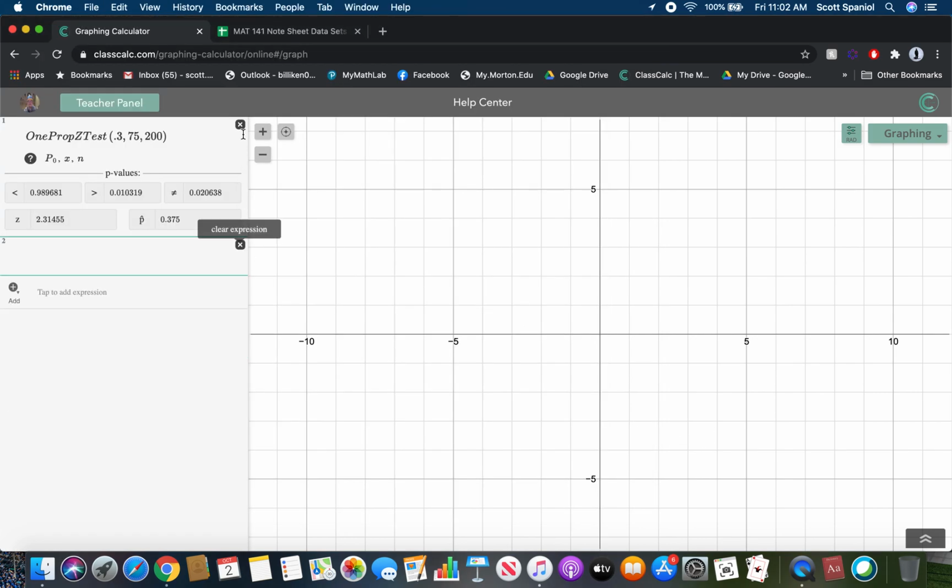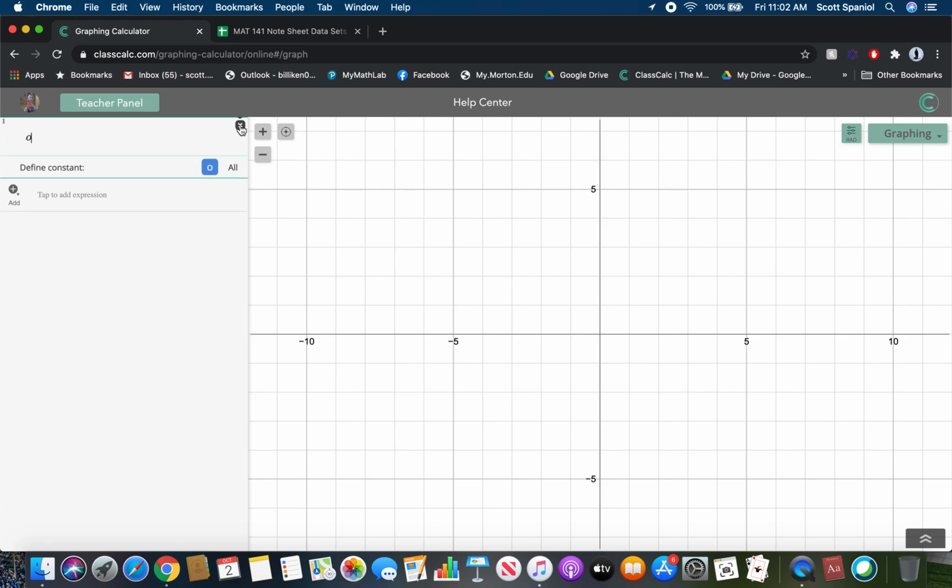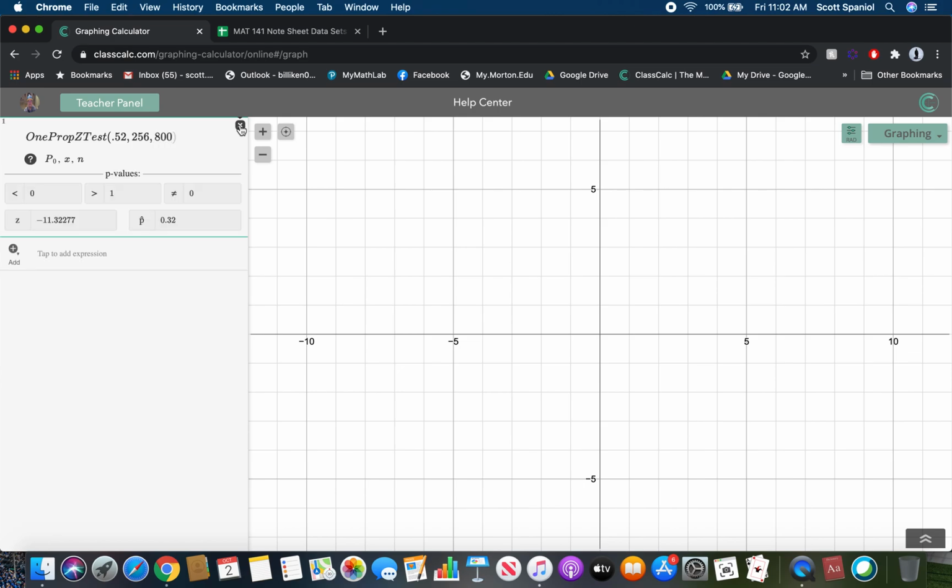So we can do a 1 prop z test with those values. So 0.52, 256, and 800. Now, this is the interesting thing, notice these values. We got 0 for less than, 1 for greater than, and 0 for not equal to. Now, most likely what that means is this is not actually 0, but it's so close to 0 that it got rounded off to 0. So in this case, our p-value for not equal to is 0, which is indeed less than our alpha of 0.05.